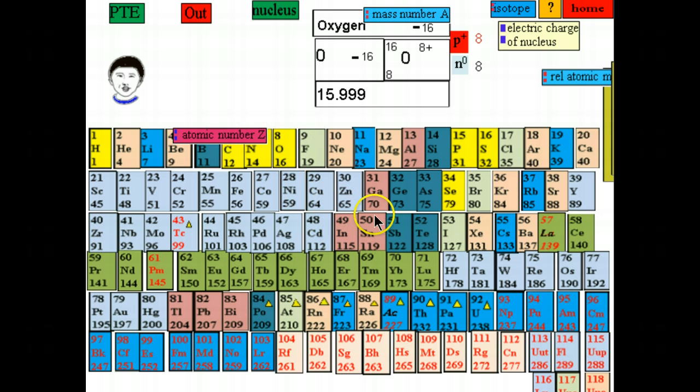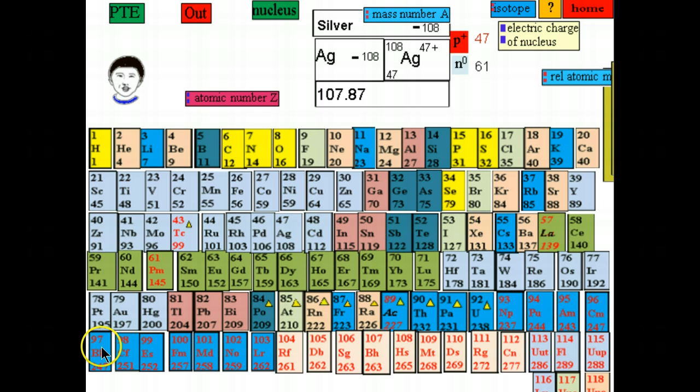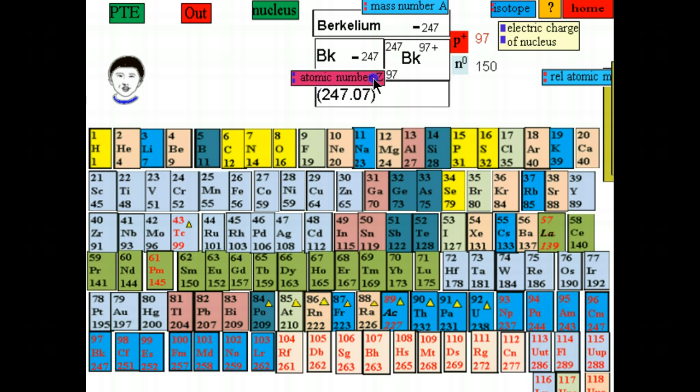Z equals 47 is always silver. Z equals 97 is berkelium. And you see here the mass number for berkelium is 247. So it has 97 protons, and the mass number is 247, so you calculate the number of neutrons by deducting 97 from 247. That means that this berkelium has 150 neutrons.